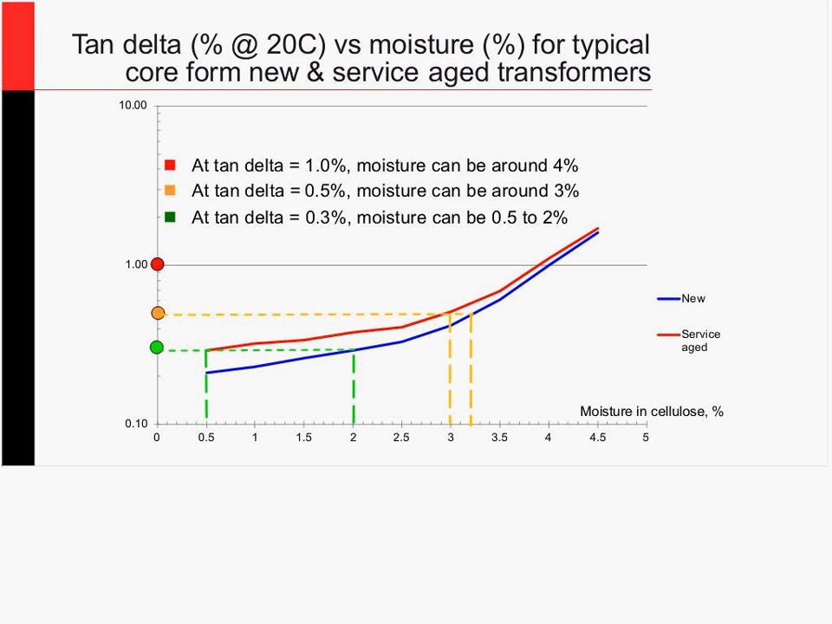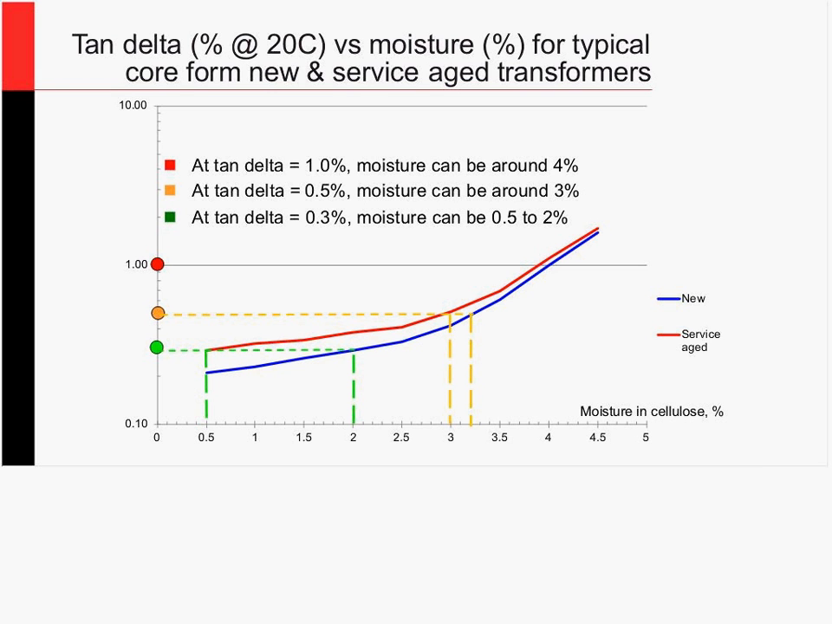and this is telling me that if you don't have an idea of the condition that your insulation is in, then it's really a moving target. You don't know how much moisture contamination you really have in the transformer. And you can see at the orange dot that at 0.5% power factor, moisture is going to be somewhere around 3%. So that's actually quite high for a 0.5% power factor to be representing something that wet.